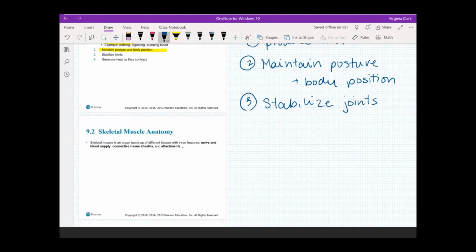It's not just all over the place because you cannot control your elbow joint. So muscles help stabilize the joint in place. And then another cool thing, but we've already briefly talked about this, is they have the ability to generate heat.